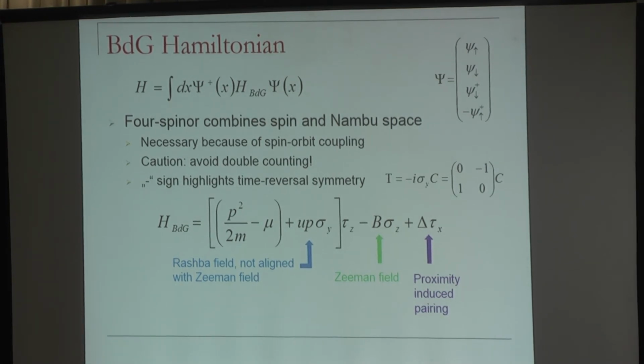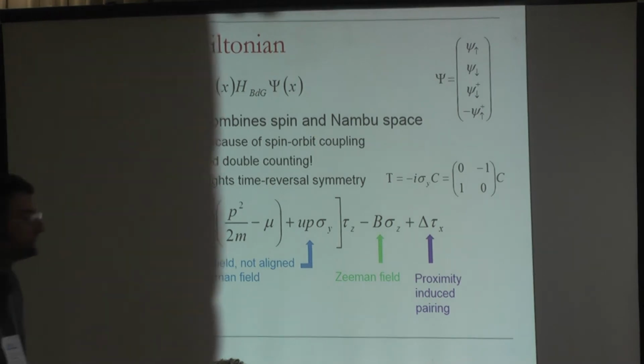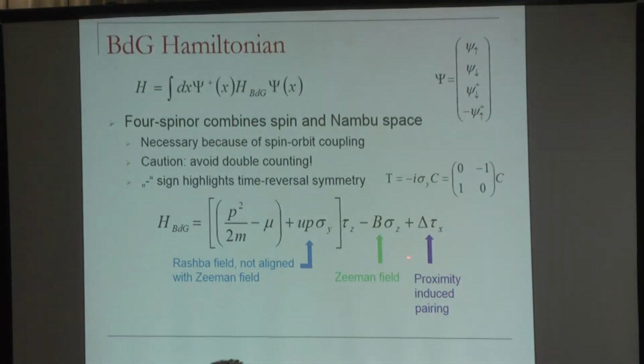And now we do the same trick again with squaring. Of course, I didn't write out the tensor products. You are right. Here there's a 1 in tau space, and here there's a 1 in sigma space. It's correct.